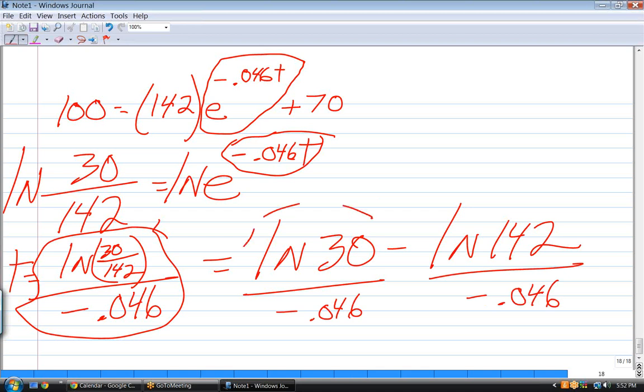Now, notice that has to be positive because you're taking the natural log of a number greater than 1. This has to be positive, which means I have a negative number minus a negative number. I'm going to end up with a positive number because this is going to be bigger than the natural log of 30. So I'm going to end up with a positive number, which is good.